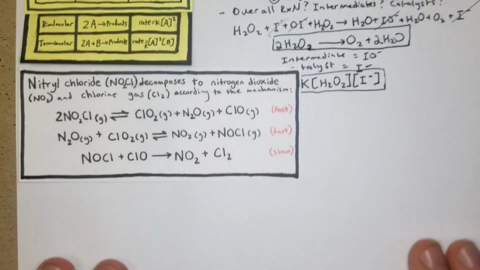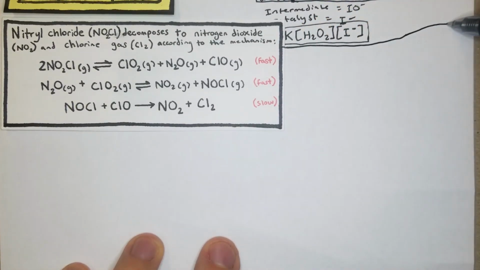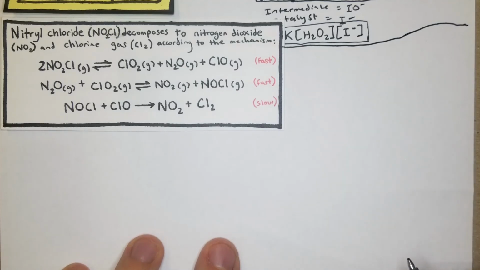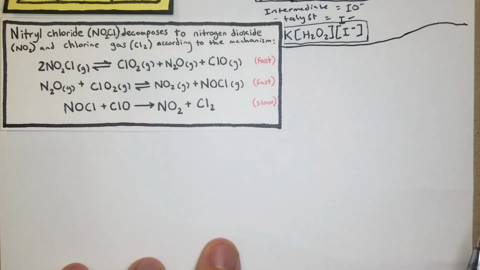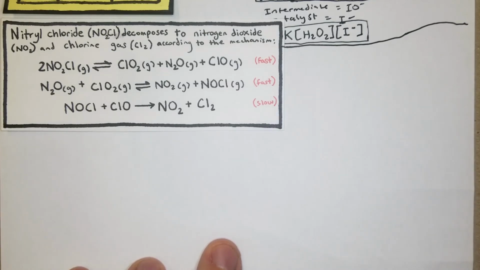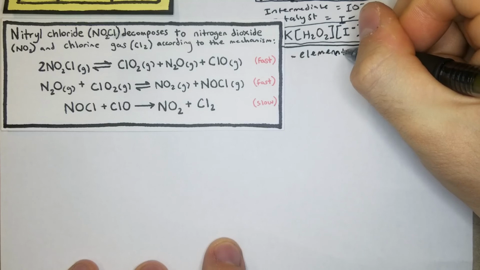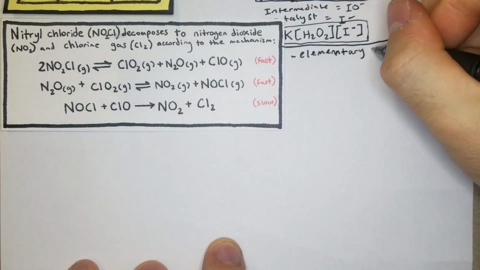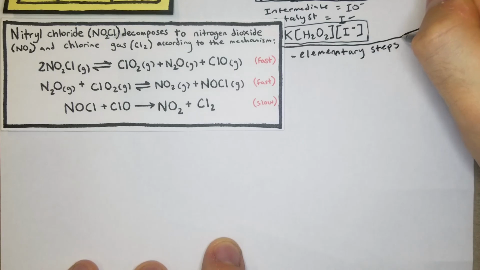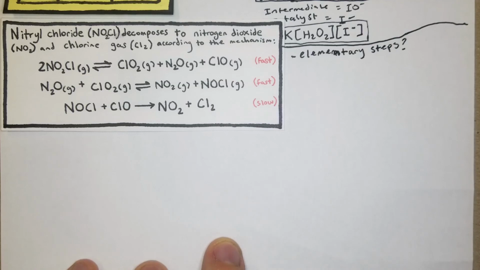Okay, so in this one, we have nitryl chloride, or NO2Cl, decomposes to nitrogen dioxide, NO2, and chlorine gas, Cl2, according to this mechanism. Now we have 3 steps, and we again have the fast, fast, slow. So a lot of times, like I said, the first question might be the elementary steps. So our elementary steps we're going to break down.